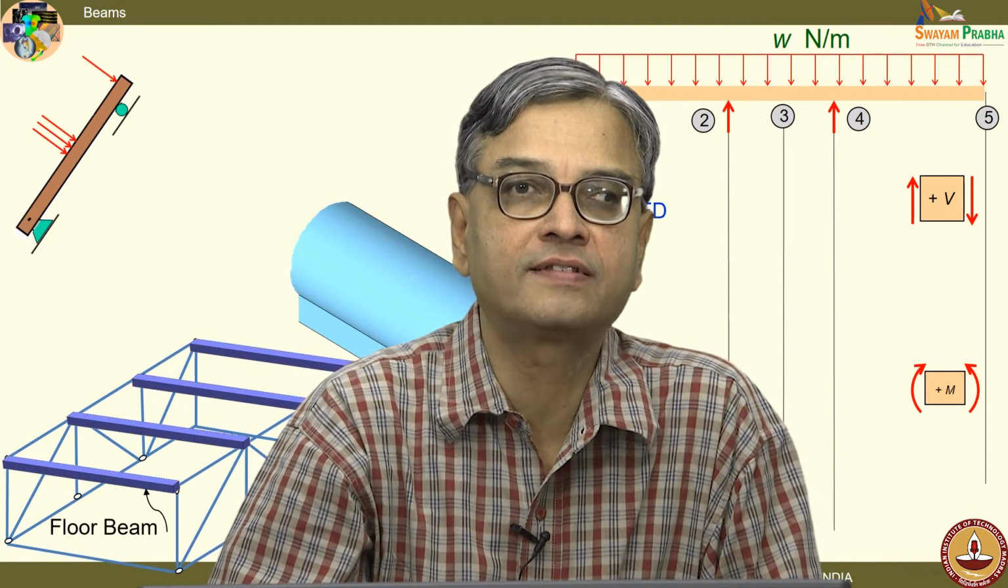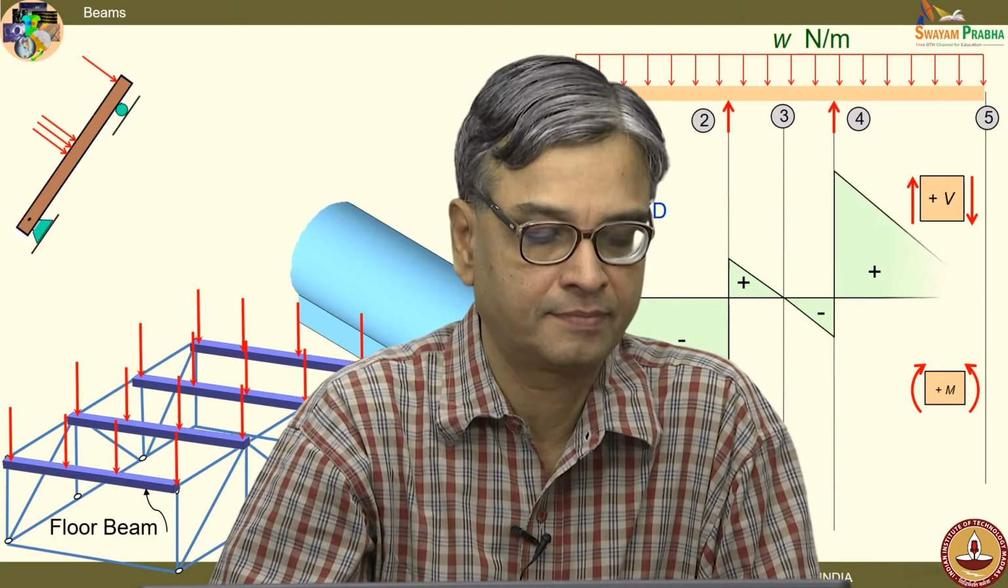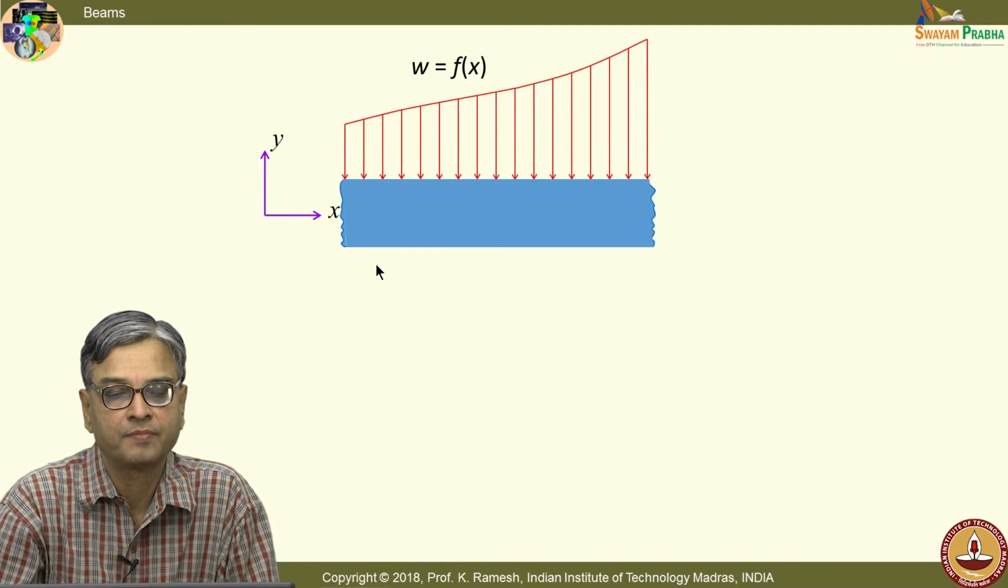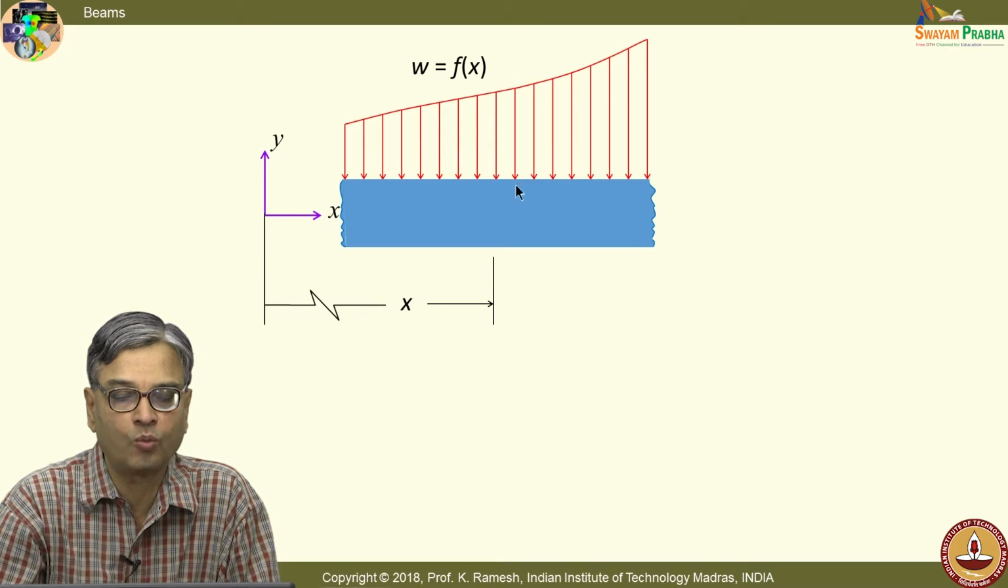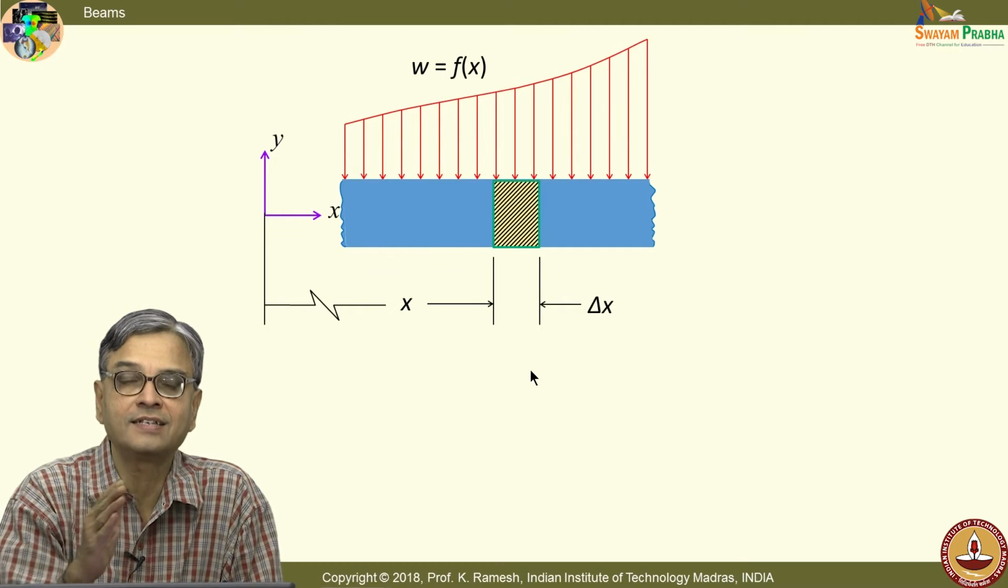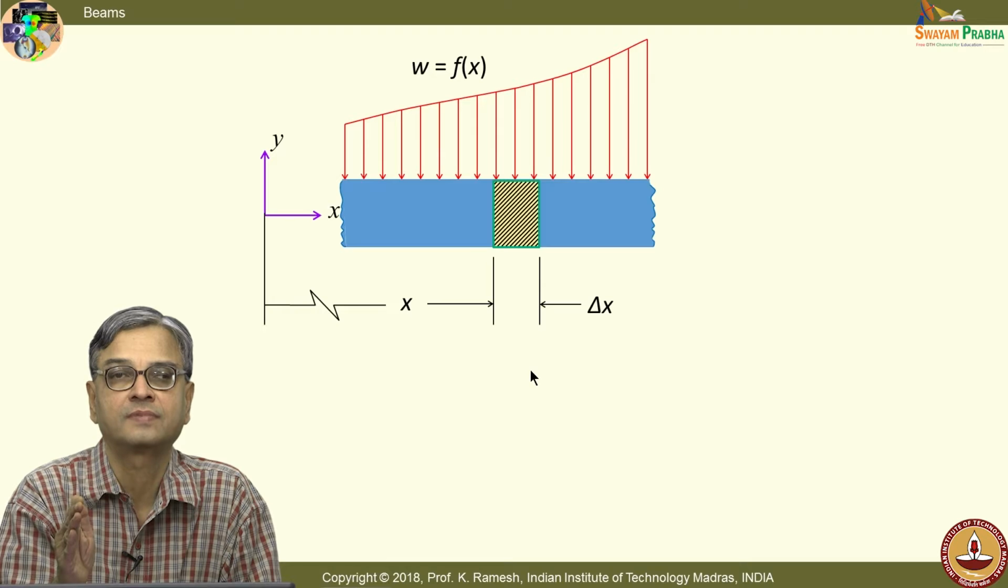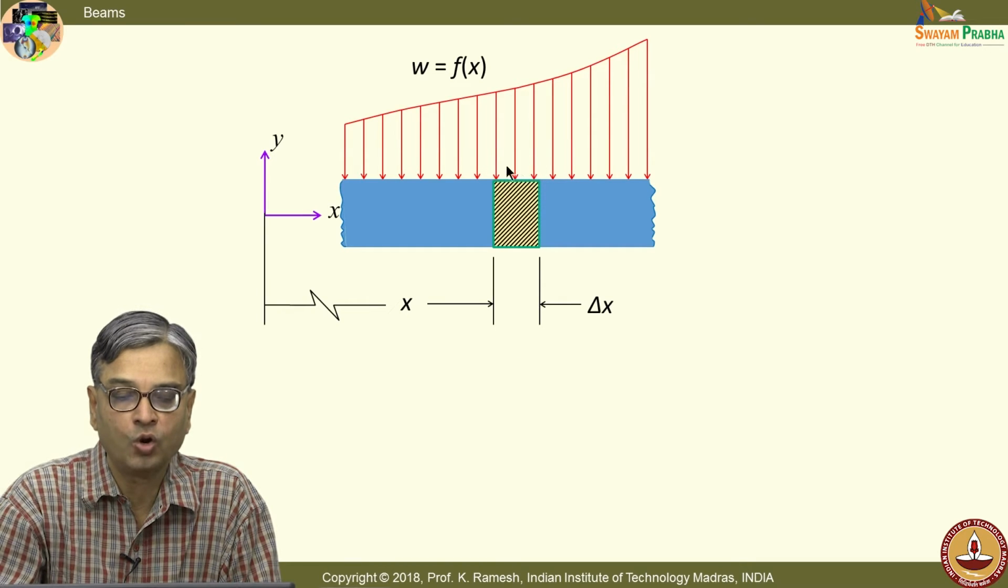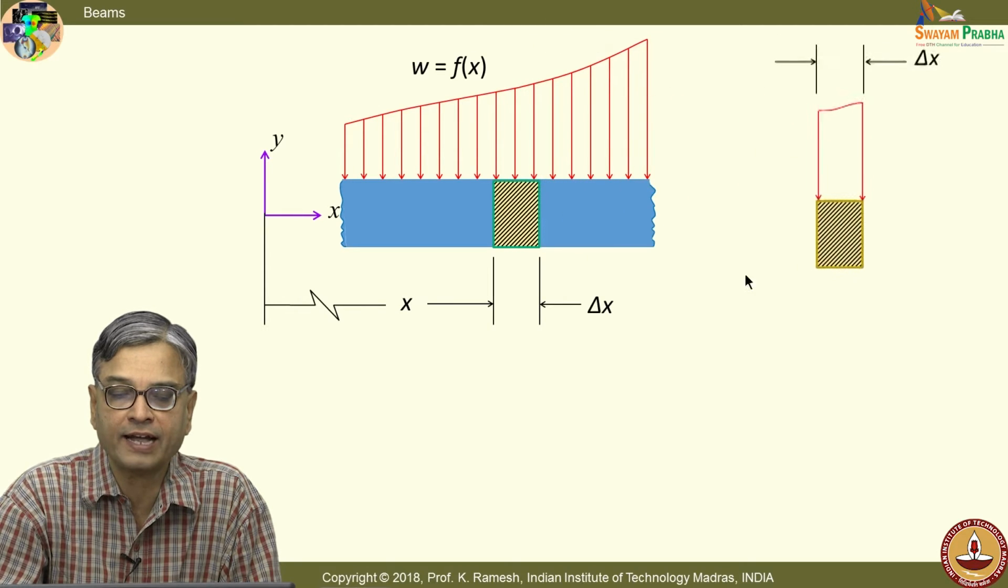Let us continue our discussion on beams. See, in the last class, we had looked at when there is a variable loading on the beam, we cut two sections, one at a distance x from the origin, other one at a distance delta x from it. So, we have looked at two sections cut on the beam and we have isolated this and have drawn the free body diagram for this.